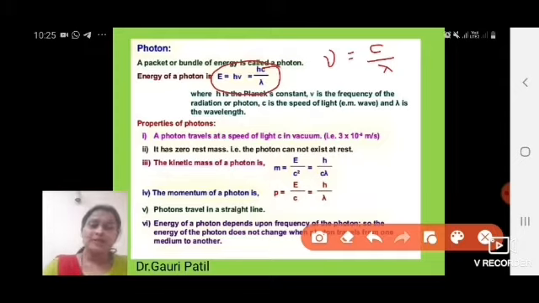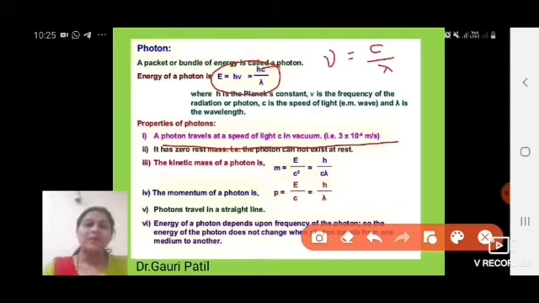After this we will discuss the properties of a photon. The first property is that a photon travels at the speed of light c in a vacuum. What is the speed of light? 3 into 10 raised to 8 meter per second. So a photon travels at the speed of light in a vacuum. The second property is that it has zero rest mass, meaning the photon cannot exist at rest.